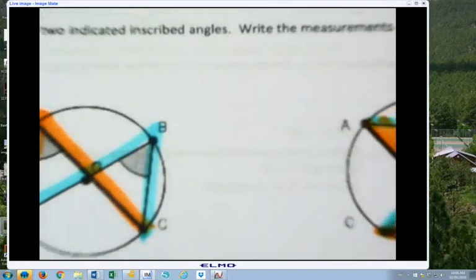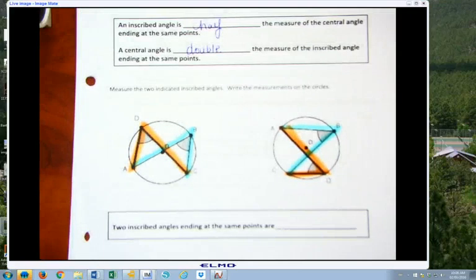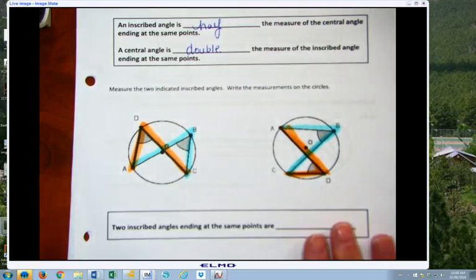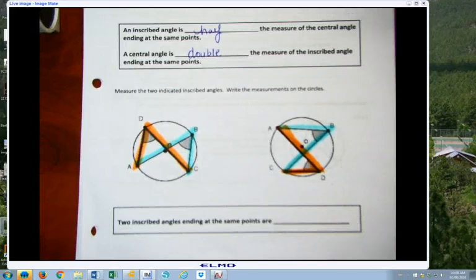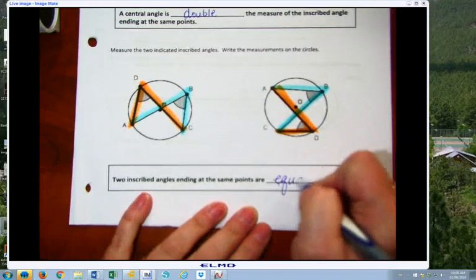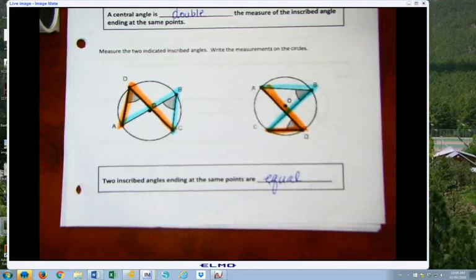I call this one the bow tie. So you'll hear me say Star Trek or arrowhead and bow tie, because you have to start looking for the shapes. Star Trek or arrowhead, the central angle is double the inscribed. What happens with bow tie? They are equal.